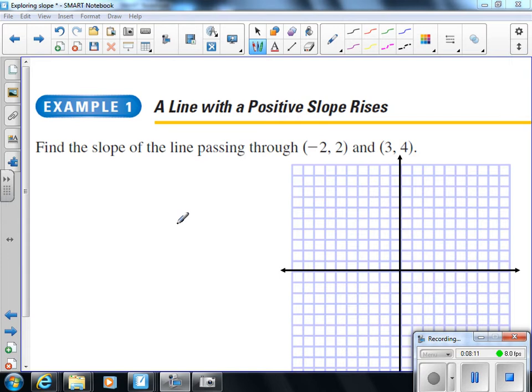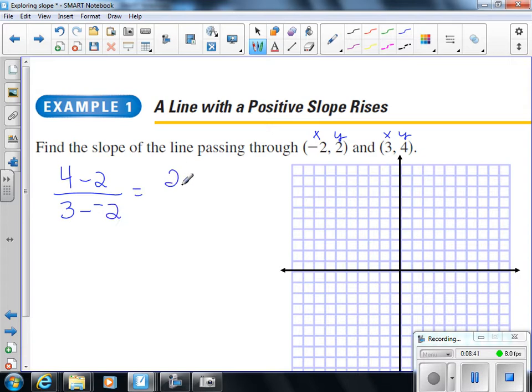Okay, let's try one. Find the slope of the line passing through negative 2, 2, and 3, 4. Do I have to plot it? No. You know the shortcut now. Let's write it down. Okay, remember your x and your y. Change in y, 4 minus 2, over change in x. Because I started with the 4, I will start with the 3. 3 minus a negative 2. 4 minus 2 is 2. 3 minus a negative 2. Mark, and you get 2/5. Your slope is 2/5. Now let's plot it and see if we get that.